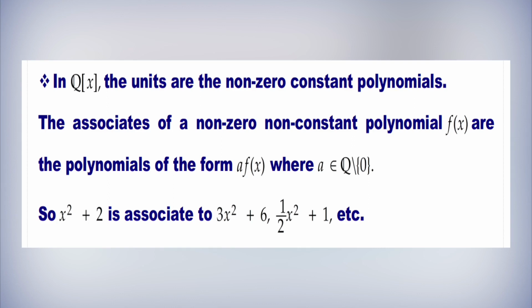In Q[x], the units are the non-zero constant polynomials. The associates of a polynomial f(x) are the polynomials of the form a f(x), where a belongs to Q minus 0. So, x squared plus 2 is associate to 3x squared plus 6, 1/2 x squared plus 1, and so on.